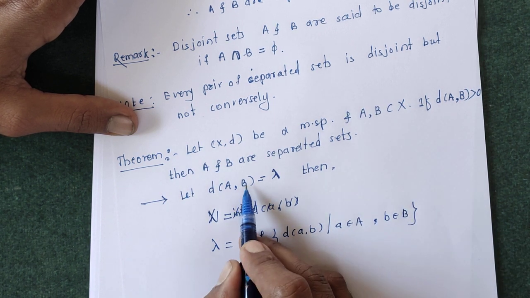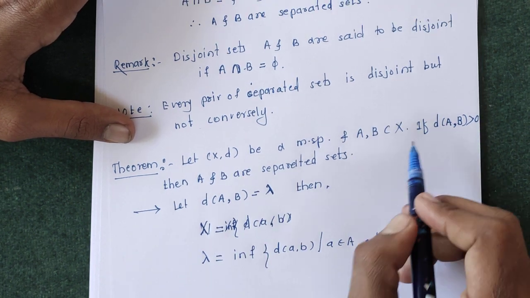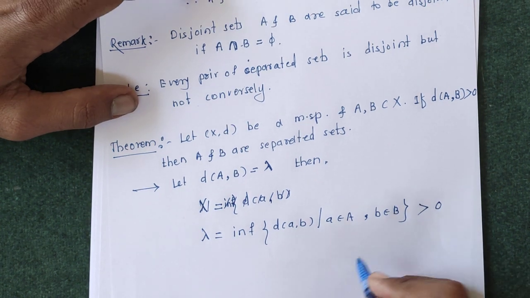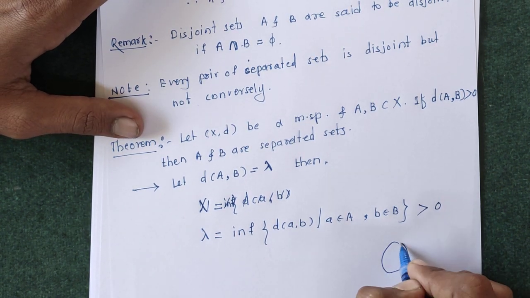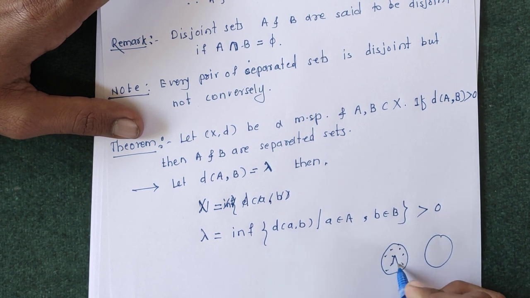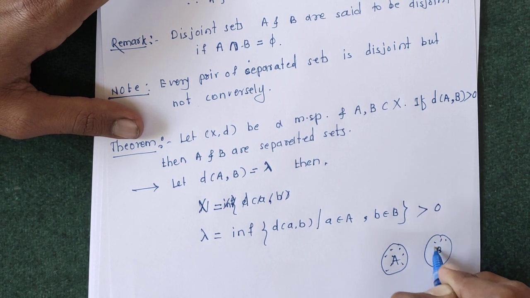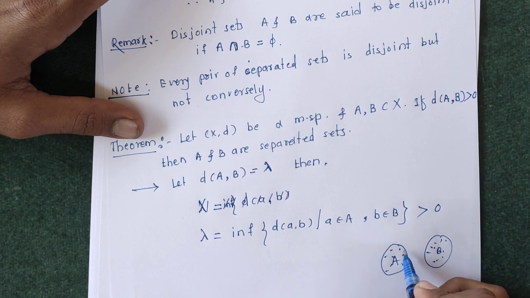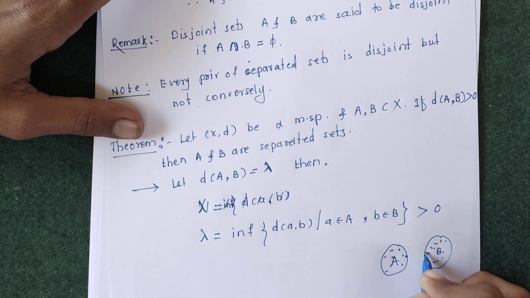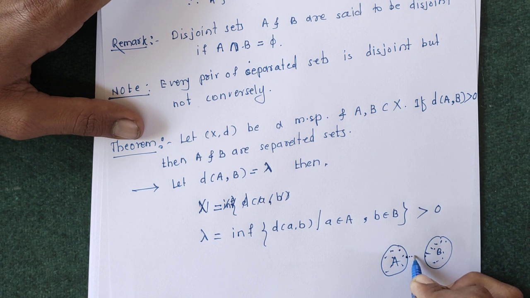So suppose this distance of AB is equal to lambda and that distance is greater than 0. Distance of AB means suppose this is set A, this is set B, then these are the elements of A. Suppose these are the elements of B, then if we find the distance between these two points and all the points, then we get, suppose this is also an element of A, this is also an element of B, then we find the minimum of distance between A and B. So this is the minimum distance.